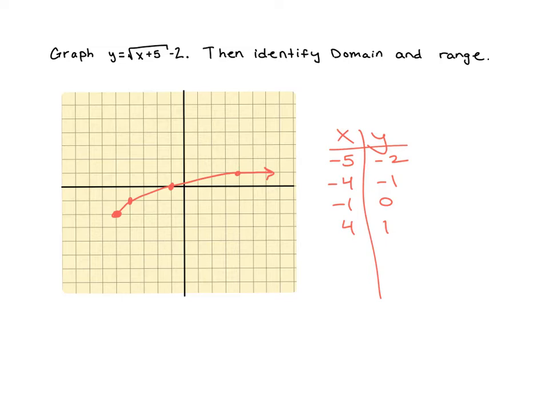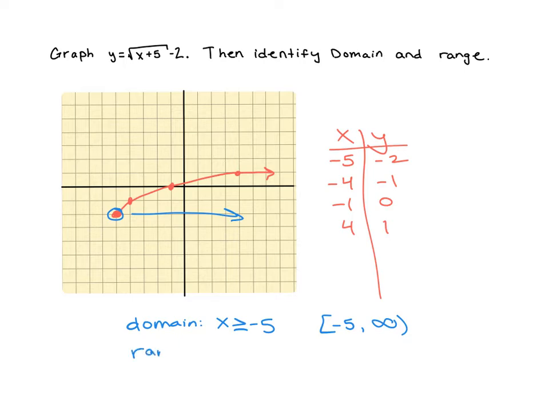So next we want to come up with our domain and our range here. And I look at my x values. Looks like my lowest x value is this -5, and then all my x values are bigger than that. So my domain is going to be all the numbers greater than or equal to -5. Another way to write that, if I'm using interval notation, is to say from -5 to infinity.